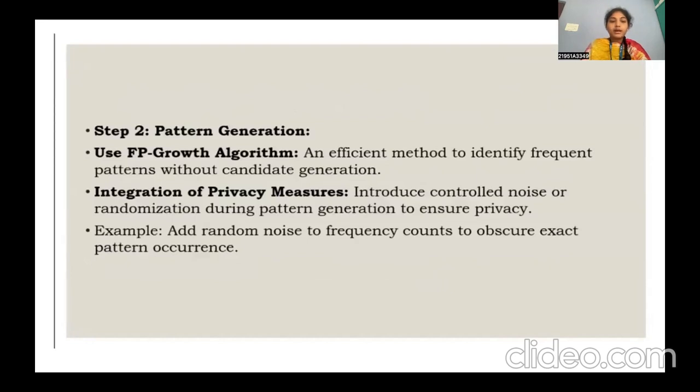Step 2 is pattern generation. Use the FP-growth algorithm, an efficient method to identify frequent patterns without candidate generation. Integrity of privacy measures: introduce controlled noise or randomization during pattern generation to ensure privacy. For example, add random noise to frequency counts to obscure exact pattern occurrence.